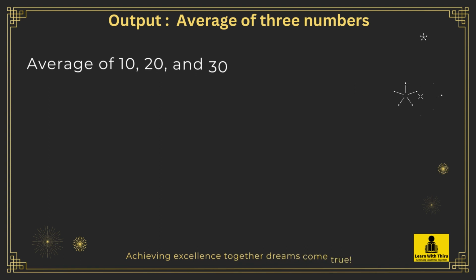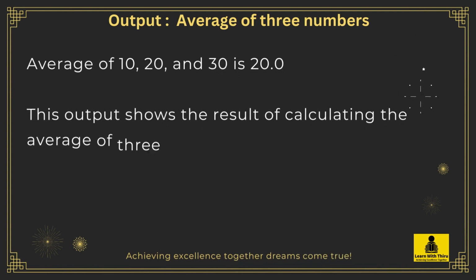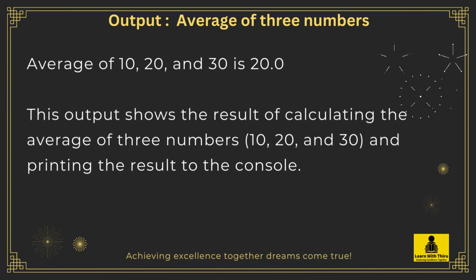Output. Average of three numbers. Average of 10, 20, and 30 is 20.4. This output shows the result of calculating the average of three numbers, 10, 20, and 30, and printing the result to the console.